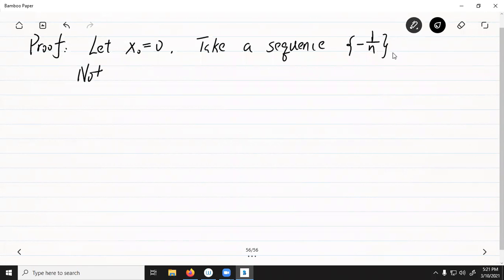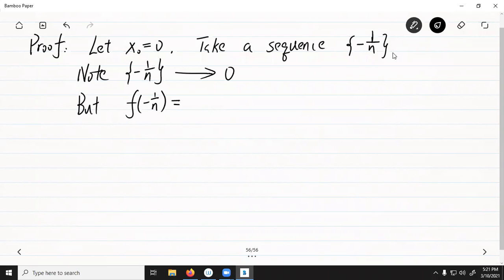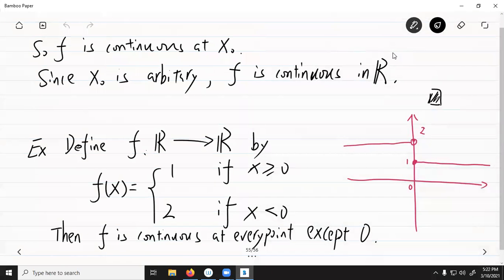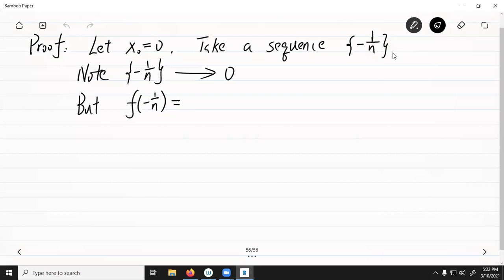We note that this sequence, -1 over n, has the limit, it will converge to 0, right? Okay, so we find the sequence and it converges to 0. But f of x_n, which is f of -1 over n. So -1 over n is a negative number, right? n is from 1, 2, 3, 4, 5. So it should be a negative number, so it's equal to 2, right? So this one is always 2.